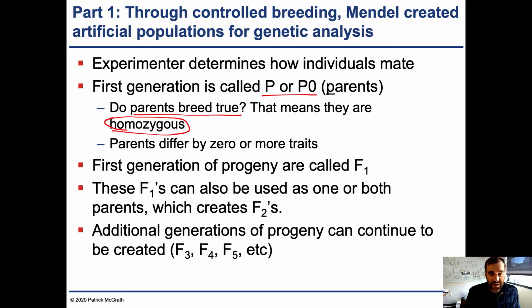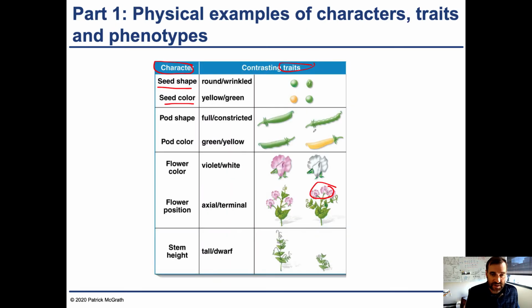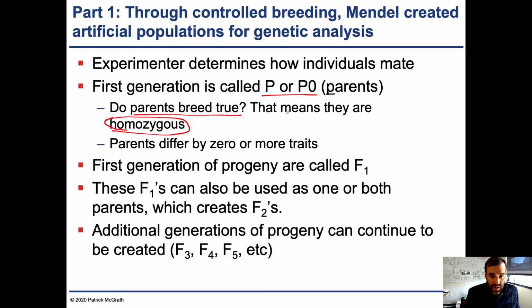And then parents differ by 0 or more traits. So typically you will breed 2 parents that might be, for example, green seed parents with wrinkled seed parents, or you could actually breed the same thing. The first generation of progeny from those two parents are called F1. And then these F1s can also be used as parents, which creates F2. So your population of F1s can be quite large. You can have thousands, for things like plants, for things like C. elegans. You can have hundreds to thousands of F1s that result from a single cross between two parents.